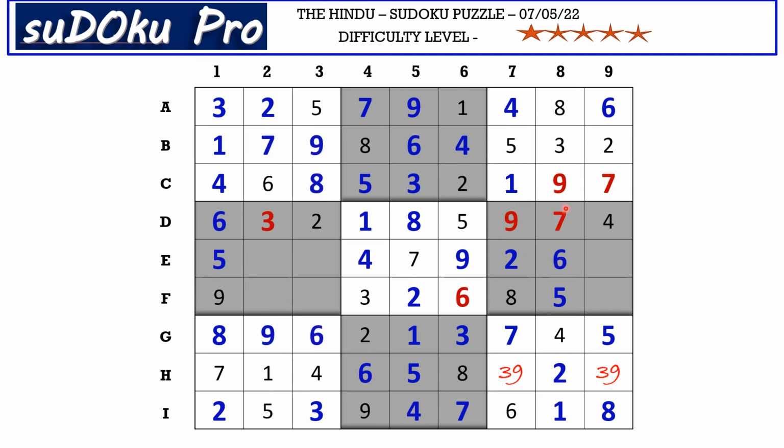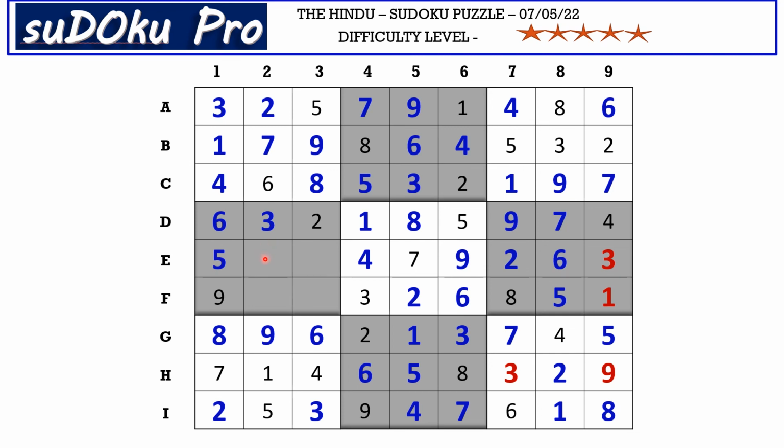In this sixth block, the missing numbers are 1 and 3. There is 3 blocking from here in F row. So F9 takes 1 and E9 takes 3. This 3 cancels out the 3 here in H9. So H9 takes 9 and H7 takes 3.